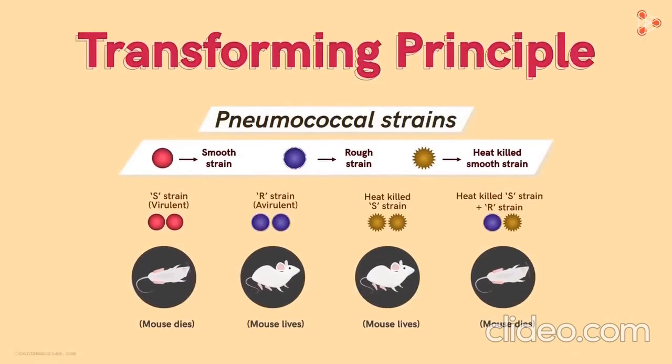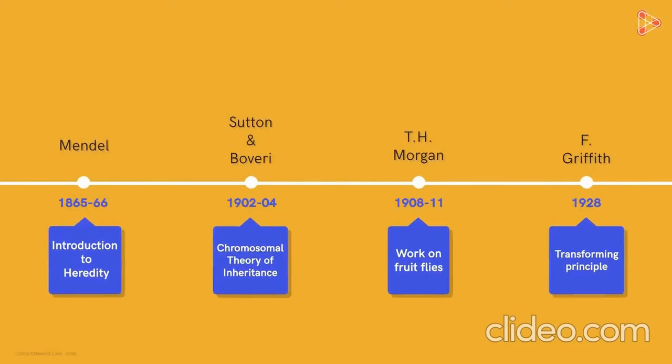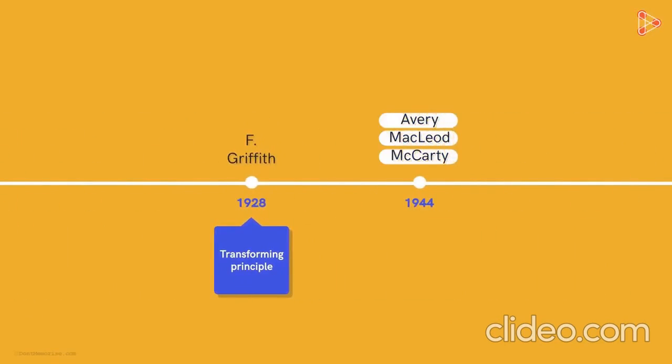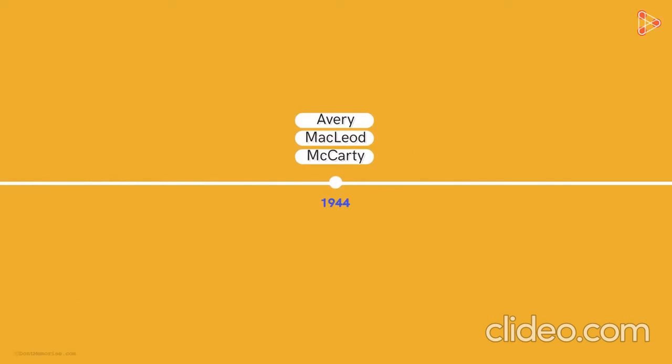The story was similar in the case of the transforming principle. After Griffith concluded his experiment on the bacteria named Streptococcus pneumoniae, the science world was now curious to know more about the transforming principle. Finding the answers was not a piece of cake. It was almost 16 years later that three scientists figured out what the transforming principle was. They tried finding out its chemical nature by testing every single component of the virulent bacterial strain.